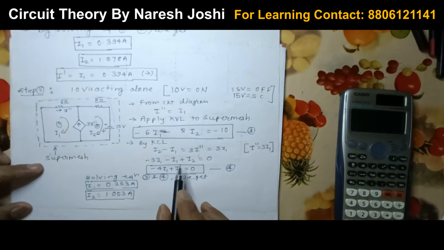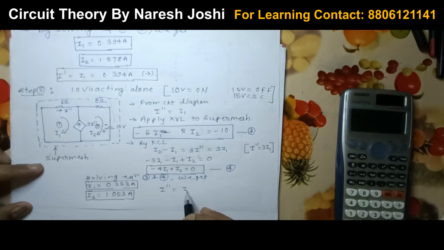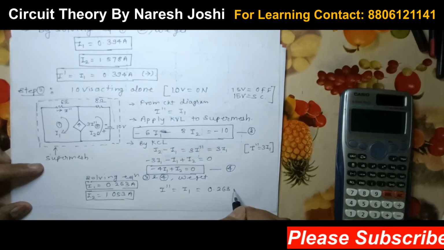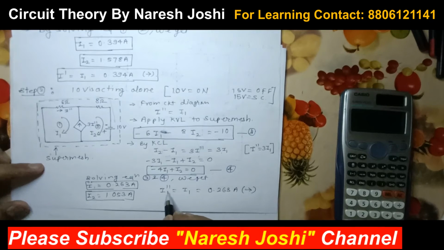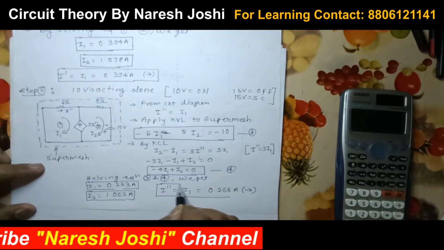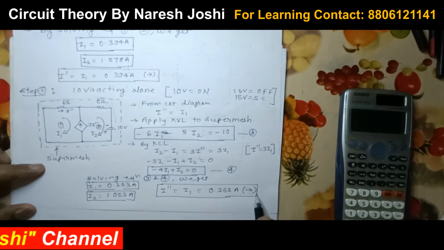So now what is I double S? I double S is equal to I1. Here what is the value we got? I1 equals 0.263. Again you can see the direction will be the same, because the value is positive. So whatever direction I have assumed, that will be the same. So this is the direction as it is, and this is the value of I double S.